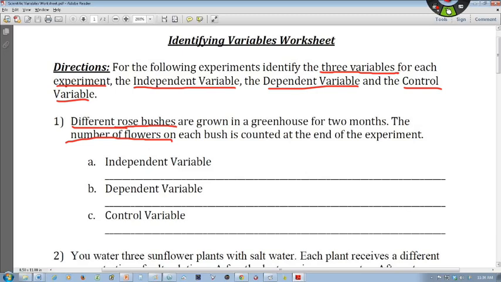The dependent variable is the variable that may or may not change based on how the scientist manipulates the independent variable, and the scientist usually does not know the value of the dependent variable prior to running the experiment. So we have 2 variables, different rose bushes and number of flowers on each bush. Well, prior to growing the rose bushes, you're not going to know how many flowers each one produces, but you do know the different types of rose bushes that you're growing. So the variable that is known prior to running the experiment and the variable that is manipulated by the scientist are the different rose bushes.